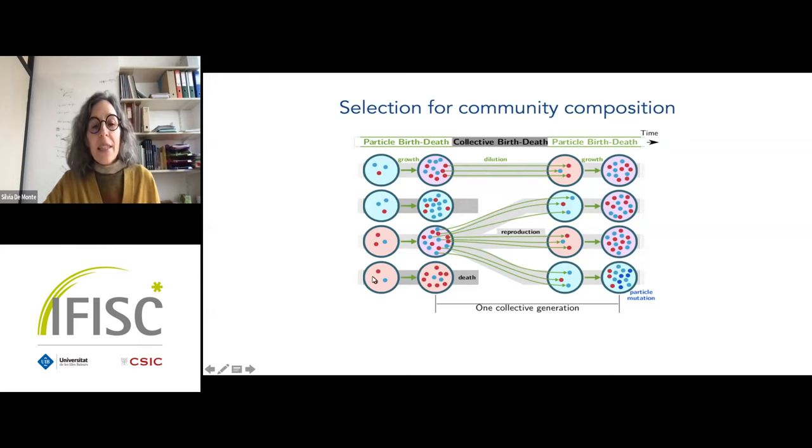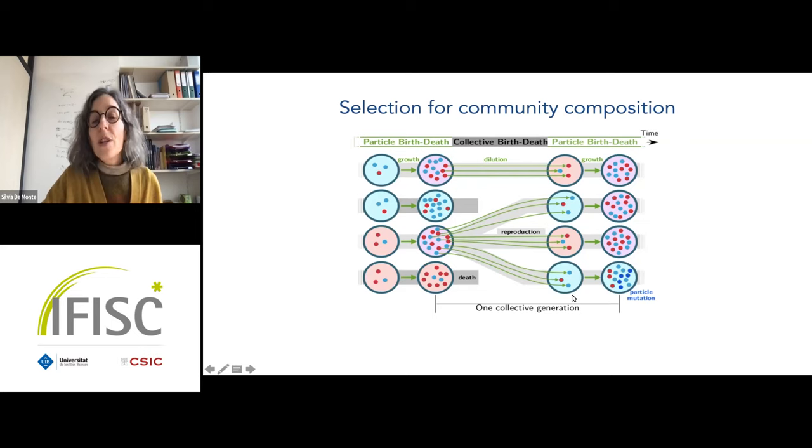So if you let these collectives mature, so to say, from this initial state, you will get, after some time, populations that have variable compositions in terms of red and blue particles. And let's say that your target function is a specific composition of this community. What you would really like is to have half blue and half red particles. So you would like a collective that is purple on average. So let's say you select here the most purple collectives, then you can propagate them to the next generation, saying that this collective, for instance, reproduces by dilution and seeds these other three collectives.